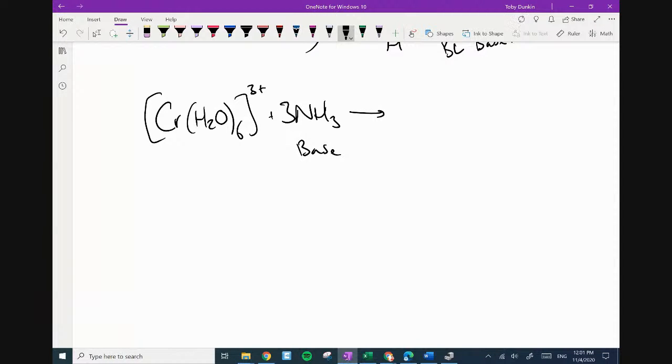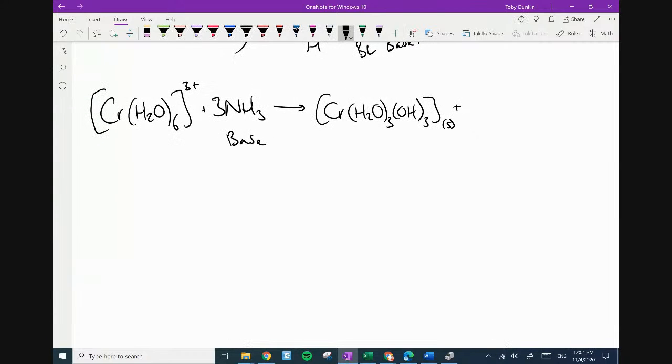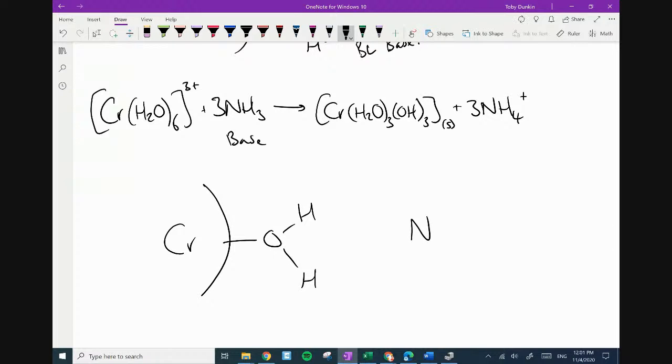What's going to happen is that I'm going to have triaqua trihydroxy, my same green precipitate. But this time, instead of having H2O spat out on the other side, I now have NH4+, and I have 3 of them. Just to show you what's happening, the chromium has its water attached to it. Ammonia is pH 11. It's going to act as a base preferentially rather than a ligand. It's going to do that first.